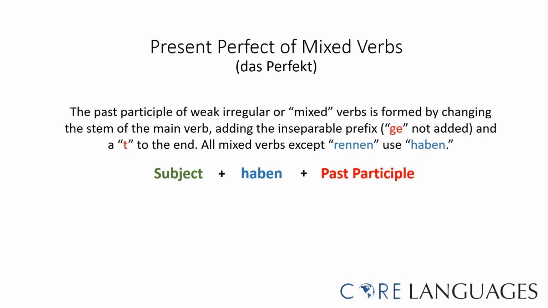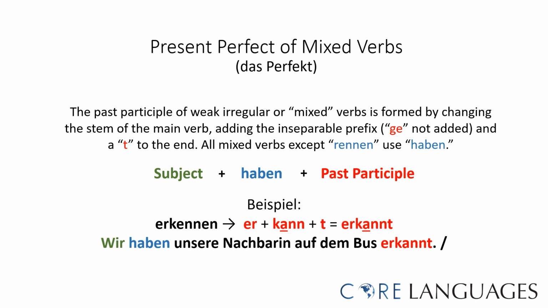An example of a mixed verb with an inseparable prefix is erkennen, to recognize. The past participle of erkennen is erkannt. Wir haben unsere Nachbarin auf dem Bus erkannt. We have recognized our neighbor on the bus.